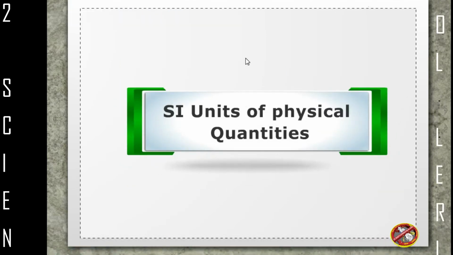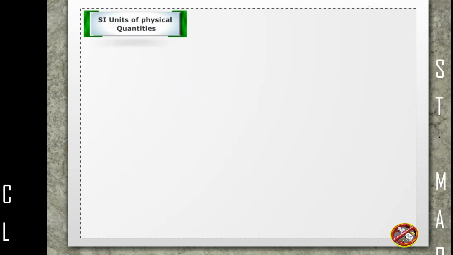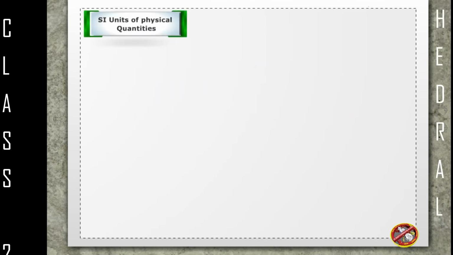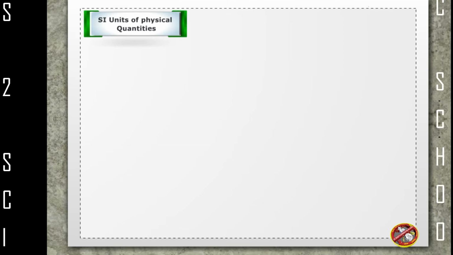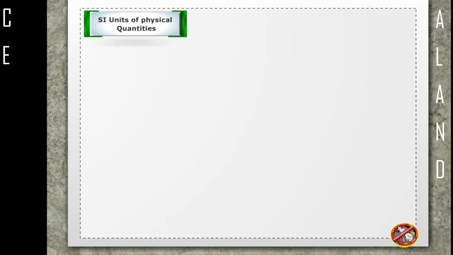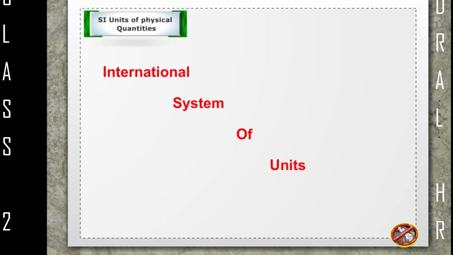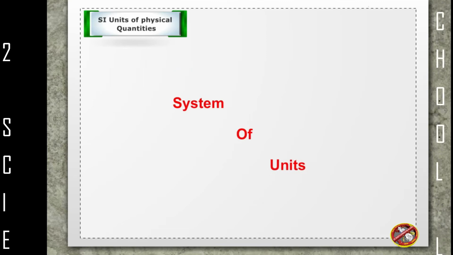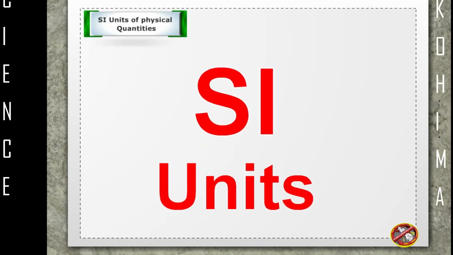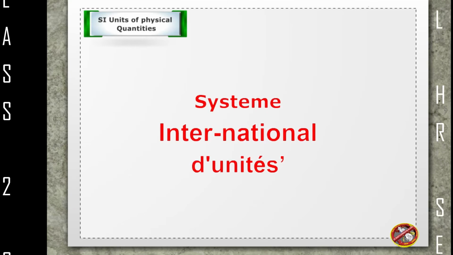SI units of physical quantities. In 1960, scientists adopted uniform and convenient common sets of standard units for the measurement of various physical quantities. This system came to be known as the International System of Units, or the SI units. SI unit is the short form of the French name Système International des Unités.